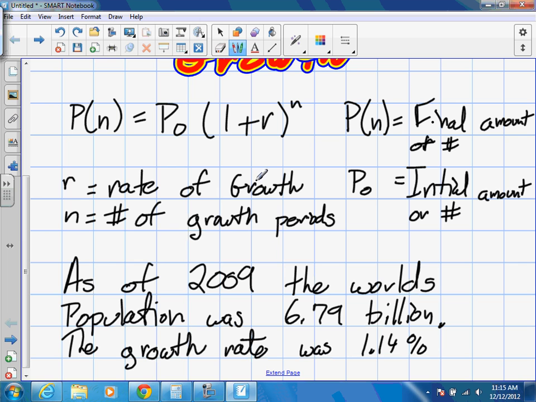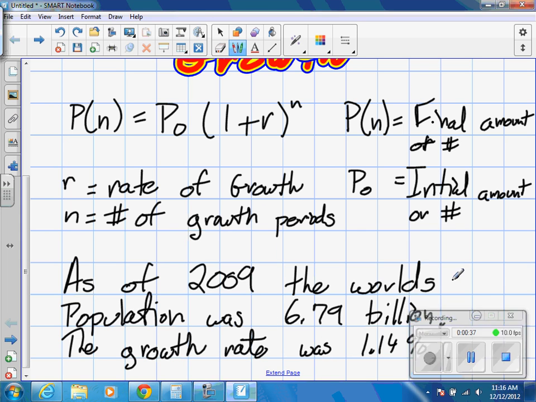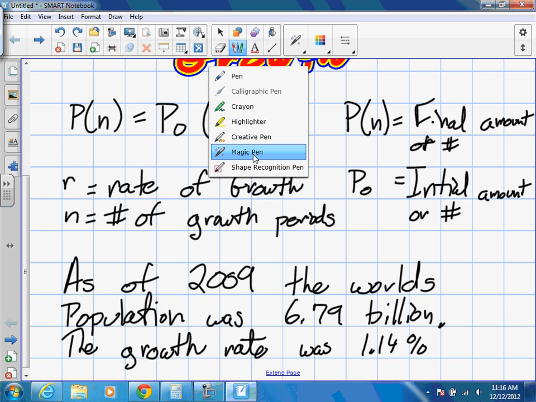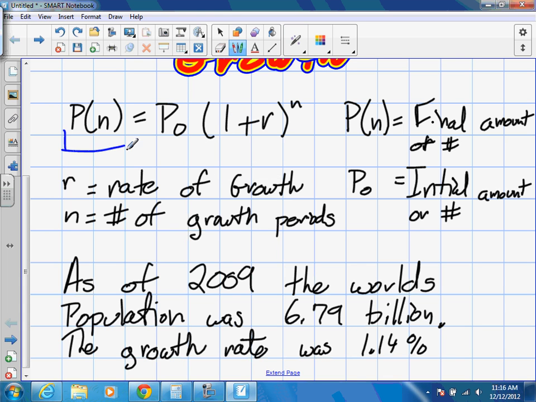What we're going to do is use this information to estimate the population as of 2012. So what this population formula reads, PN. PN represents the final amount or the final number. So when we're solving for a population, essentially what the future amount will be. P, usually called naught. You guys will recognize it maybe as a zero. It's called P naught, and it is the initial amount of a population.